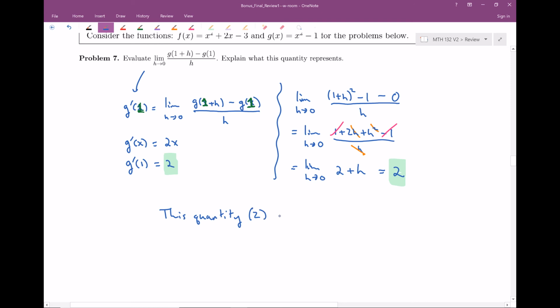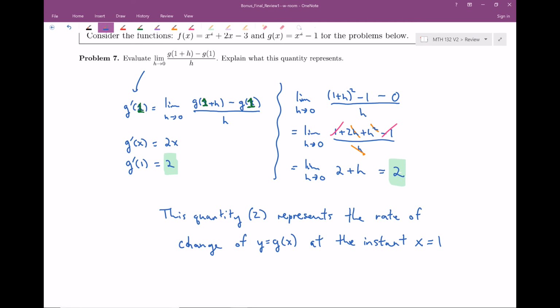2 represents the rate of change of g of x, or maybe even y equals g of x, at the instant x equals 1. So how much is it changing at that particular instant? Again, one of those key phrases: instantaneous rate of change. Instantaneous rate of change is this derivative. It is this quantity that we calculated out here.